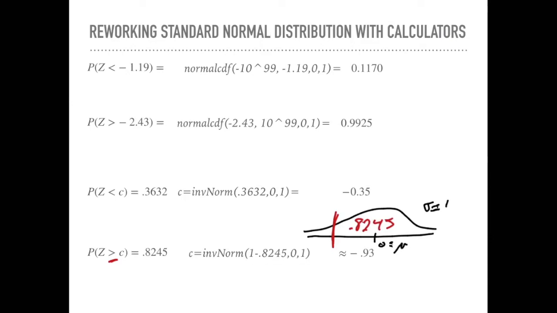Okay, so I have this picture drawn. I'm looking for this value C here. And I'm saying, okay, well, what's the area to the left then? The area to the left is 1 minus 0.8245. So in your calculator, you can actually type in 1 minus 0.8245 if you wanted to, or you could simplify that and then type it in your calculator. Either way, still works. But your calculator is going to give you approximately negative 0.93. And that's actually what our table gave us, was negative 0.93. Now, if you're wanting a higher degree of accuracy, yes, your calculator gives you more than just 2 decimal places here. So you could have a higher degree of accuracy, but if you're just rounding to 2 decimal places, you're going to be getting the same answer.